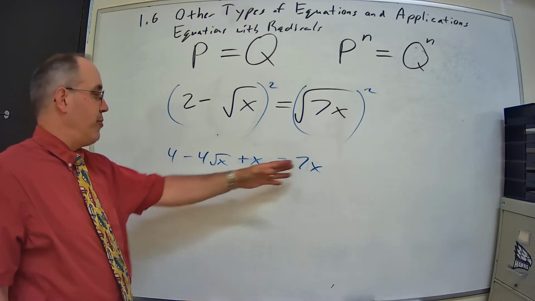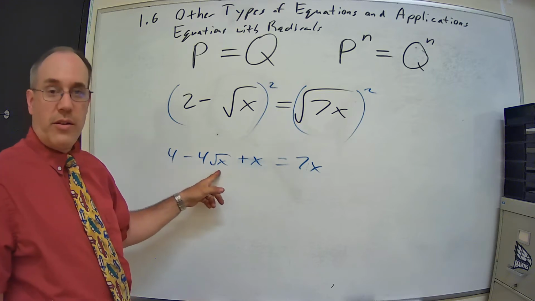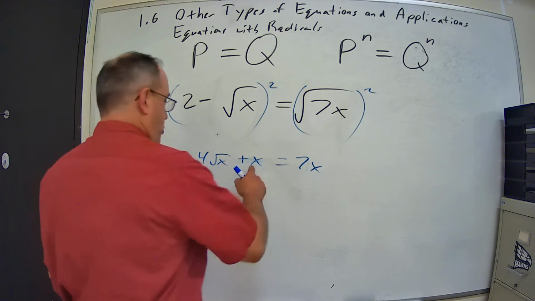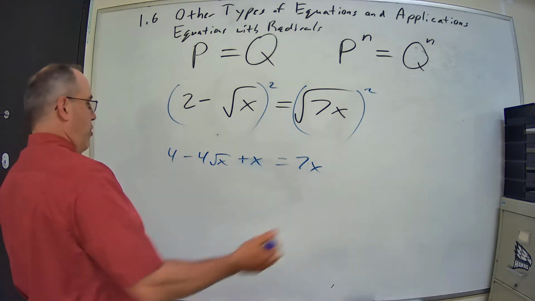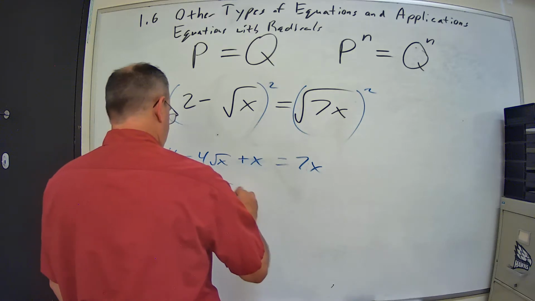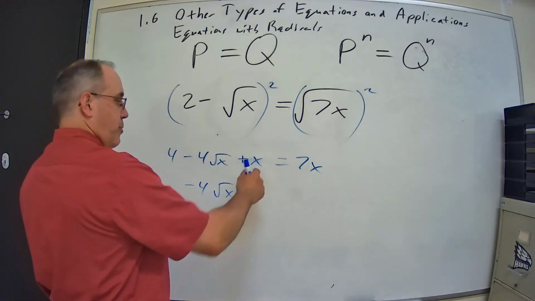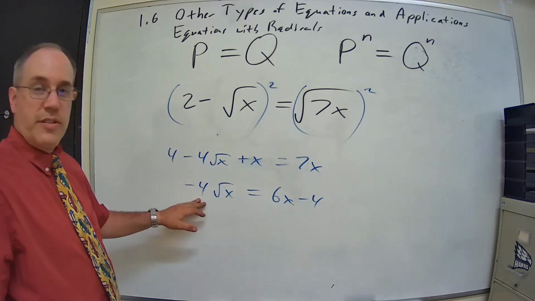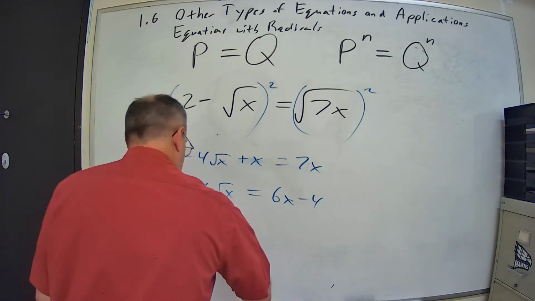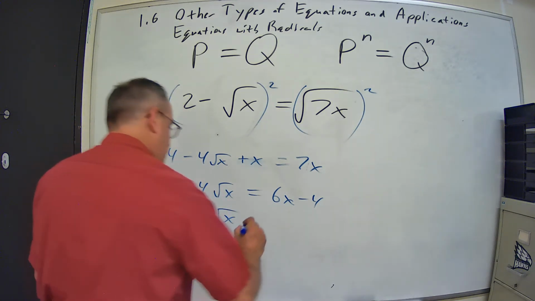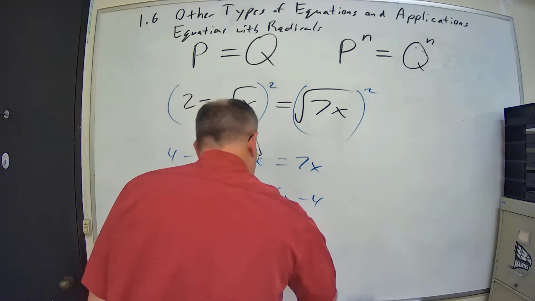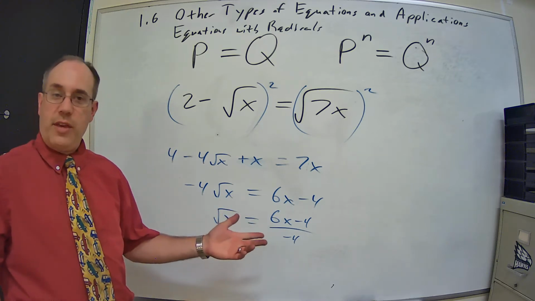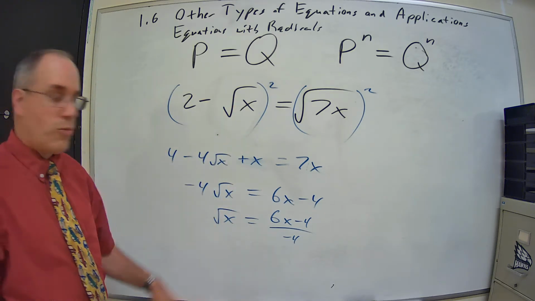Now we've gotten rid of one radical, but we still have another radical here. So we go through and we isolate that radical. So move things over to the other side. Subtract x from both sides. Subtract 4 from both sides. We have negative 4 radical x is equal to 7x minus x is 6x minus 4. So we did that. Get rid of this negative 4. Divide both sides by negative 4, and we get the square root of x is equal to 6x minus 4 over negative 4. Now we can do the same thing that we did previously. We can square both sides.